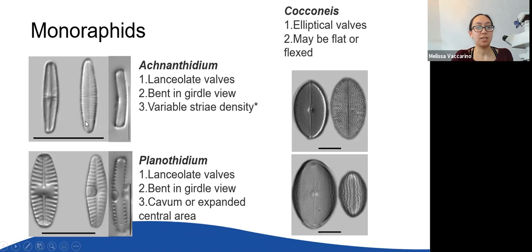In Planothidium, we have lanceolate valves. Again, these guys are bent in girdle view. And you'll see, again, a cavum or expanded central area. In Cocconeis, you'll have elliptical valves that may be flat, such as this placentula, or about saddle-shaped in pediculus.